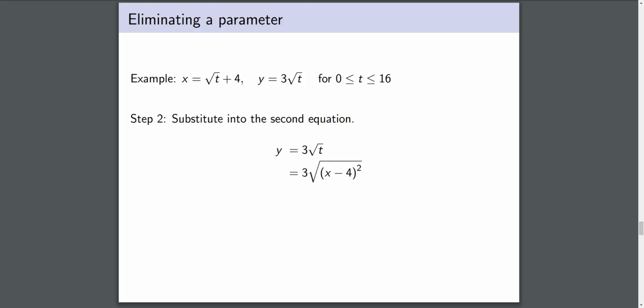I set up the second equation here, and then there's the substitution. The square root and the squared cancel each other out, leaving me that result. Now you do have to be a little bit careful. Remember, in order to deal with the plus or minus that we can get, we have an absolute value here.